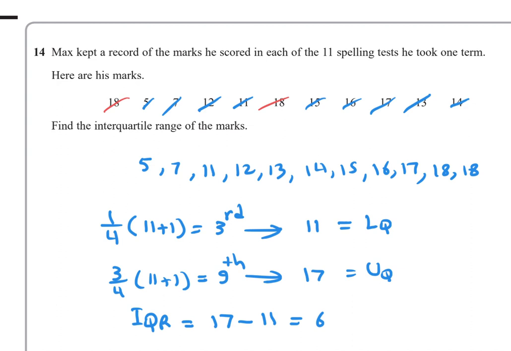Or you can solve it a different way. We have 11 values, so an odd number. 14 is at the middle. We have 5 before and 5 after. 14 is the median. To find the lower quartile, find the middle value of the first group, which is 11. And to find the upper quartile, find the middle value of the second group, so 17. Then subtract 17 minus 11.